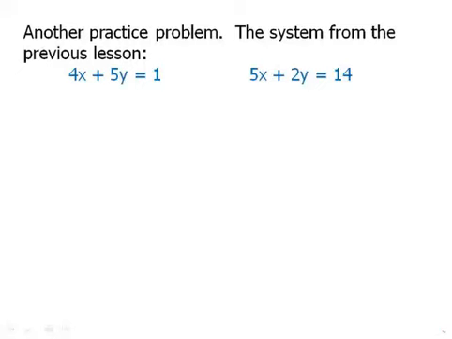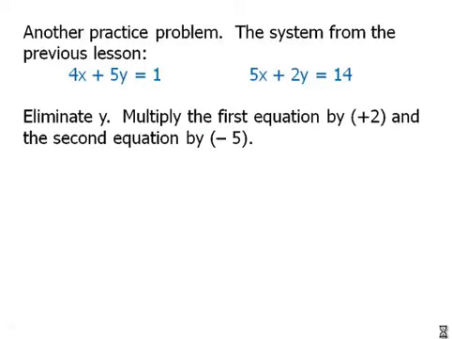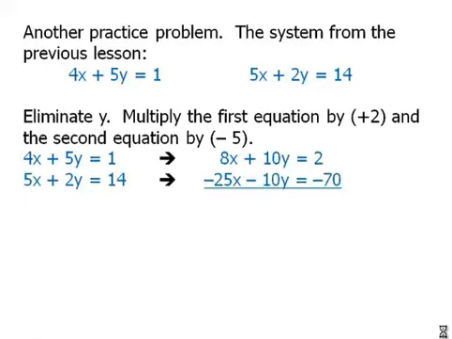Okay, well, let's talk about this. I'm going to choose to eliminate y. We could do either way, but I'm going to choose to eliminate y. I'm going to multiply the first equation by +2 and the second equation by -5. And what I'm trying to do is get to +10y and -10y. So when I do those multiplications, these are the equations I get. I multiply every term in each equation.